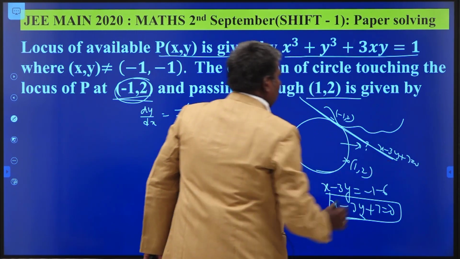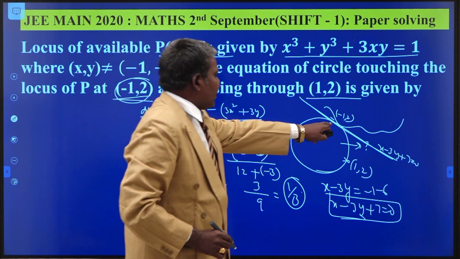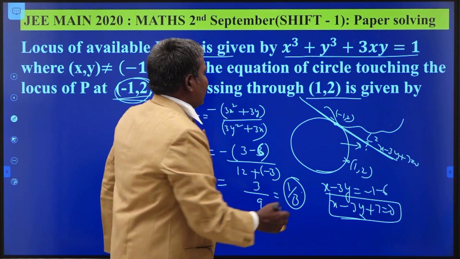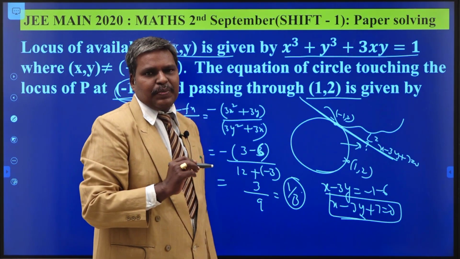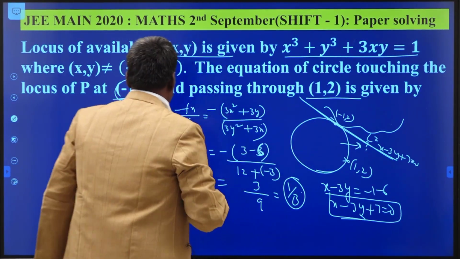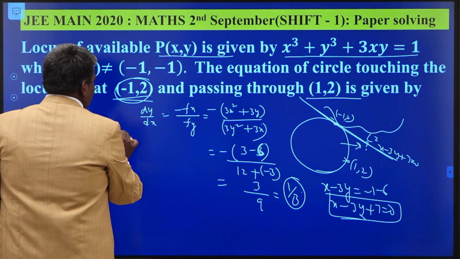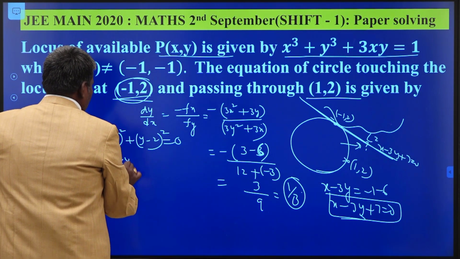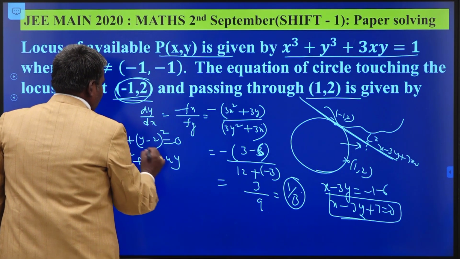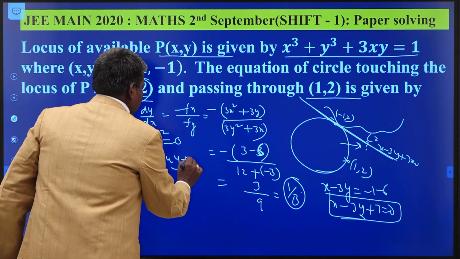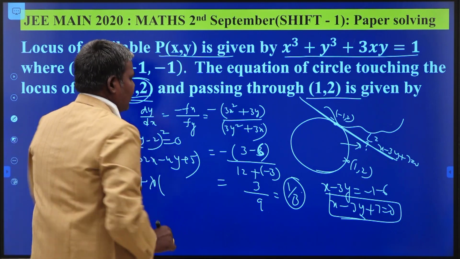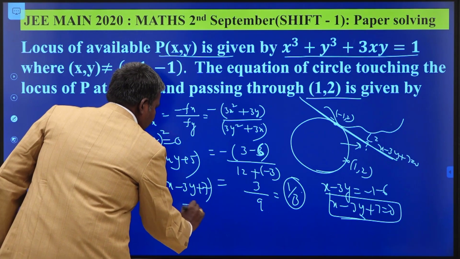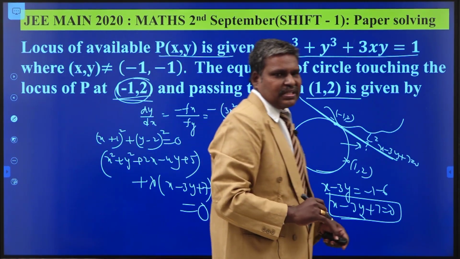After getting this line, your job is 90% over. So you take this point as a point circle and consider this as L equal to 0. Can you write the equation of the circle in the form of S plus lambda L equal to 0 or not? So you write the point circle. What is the point circle? x plus 1 whole square plus y minus 2 whole square equals 0. That means x square plus y square plus 2x minus 4y plus 5, 1 plus 4 is 5, plus lambda times x minus 3y plus 7 is equal to 0. This is of the form S plus lambda L equal to 0.